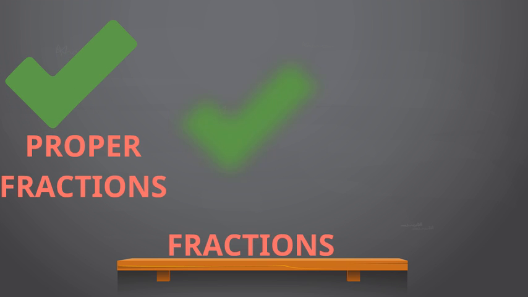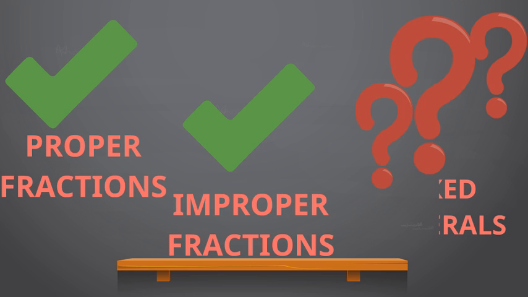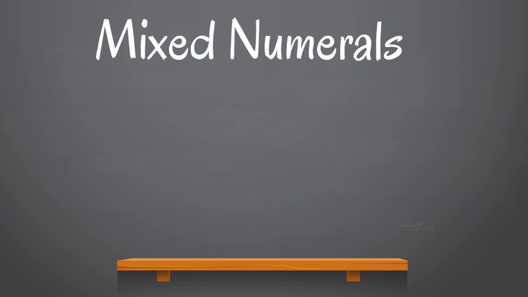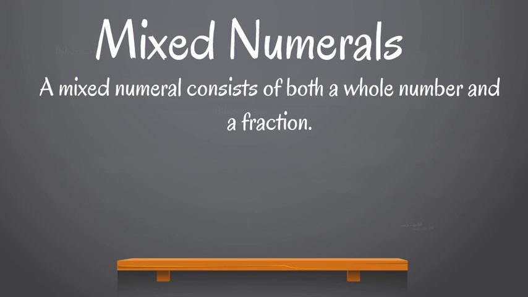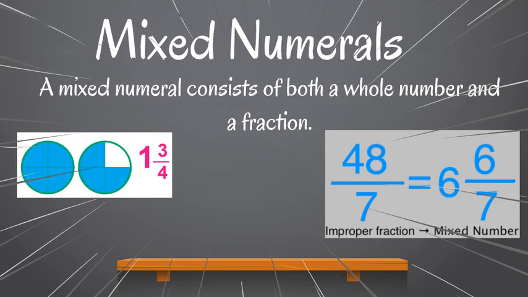Well, we now know what proper fractions are. We know what improper fractions are. But what about mixed numerals? A mixed numeral consists of both a whole number and a fraction. Here are some examples.